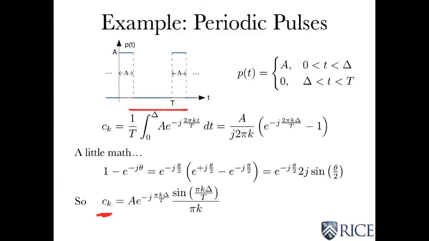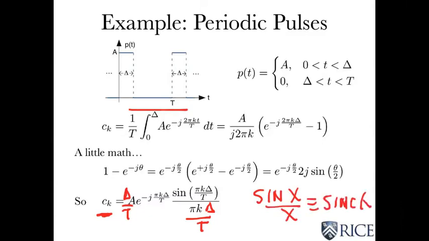It has a sine x over x behavior, as a function of k here. You get sine over the argument times the same thing. So if I take this and multiply by delta and divide by T, and I'll do the same thing up here, delta over T, then I have something that looks like sine x over x. And this has got a name. This is called the sinc function. And I need to know what a sinc function looks like.